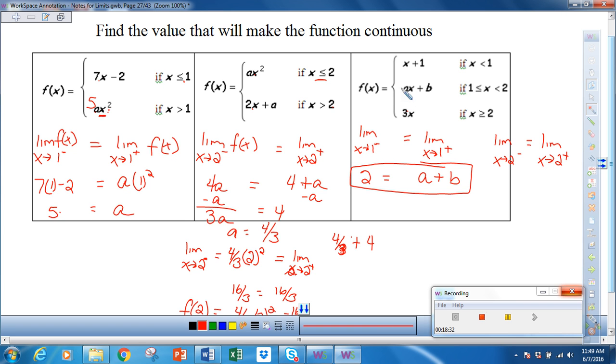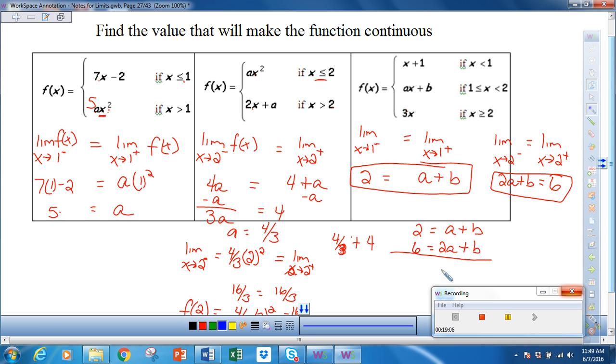So the limit as x approaches 2 from the left, just doing a direct substitution, will give me 2a plus b. And the limit as it approaches from the right would give me 6. 3 times 2 is 6. So I have 2 equations, 2 unknowns. When that happens, what do we do? Well, I go back to my handy-dandy Algebra 1 skills or Math 1 skills. And I solve me a system.